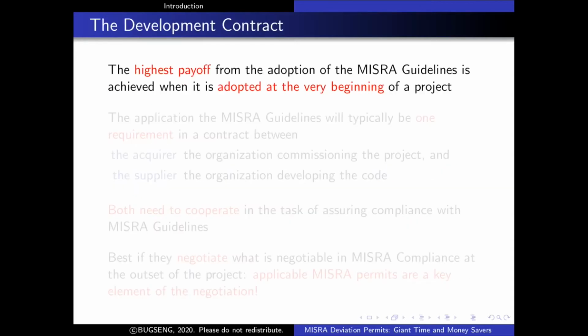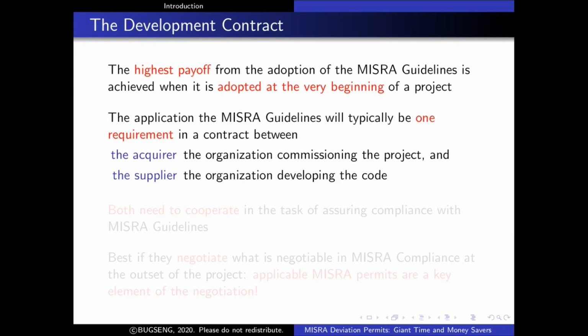Okay, so the development contract. The highest payoff from the adoption of the MISRA guidelines is when this is done at the outset of a project, at the very beginning. And this usually arises in the context of a contract between two entities: the acquirer, so the organization commissioning the project, maybe an OEM, and the supplier, the organization developing the code, maybe a tier 1 or tier 2 supplier. And both need to cooperate in the task of assuring compliance with the MISRA guidelines.